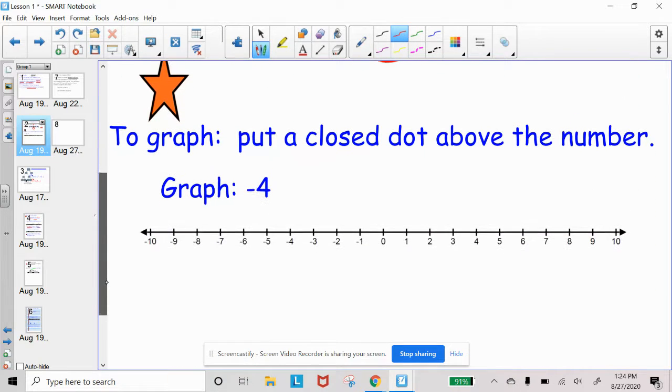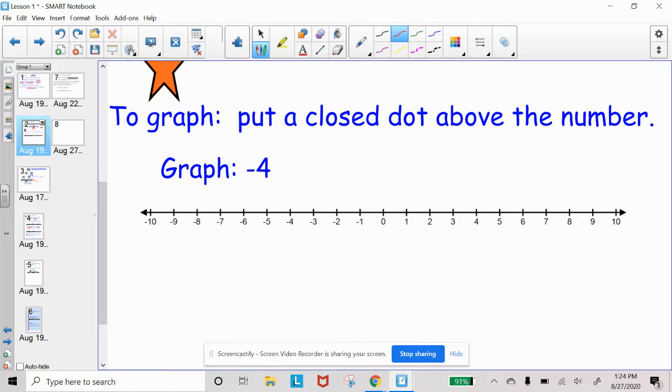Okay, to graph a number on a number line, you put a closed dot above or sort of on the number line. So if I'm going to graph negative 4, I'm just going to put a dot on negative 4. There we go. Excuse me.